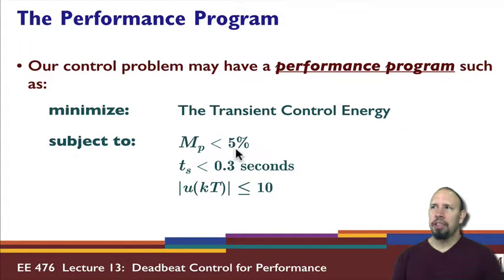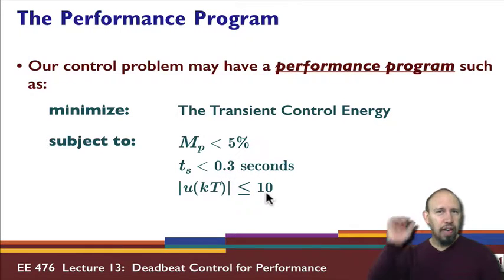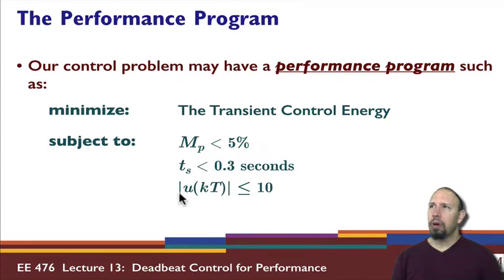I want the overshoot to be less than 5%. I want settling time to be less than 0.3 seconds. And I want the control magnitude to be less than 10. Okay, so these are the kinds of constraints one might impose on a problem. In other words, I can't allow huge overshoots. I can't allow long settling times, and I can't allow large control magnitudes. I have limits. And so we impose those limits in this problem. And so now the question is, how would we solve a problem like this? Okay, this is the kind of problem we're looking to solve when we look at analyzing the performance of a system.